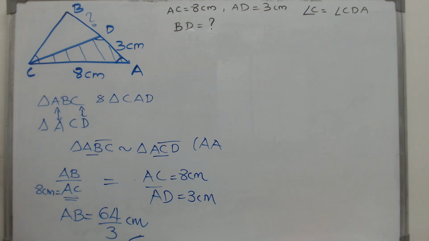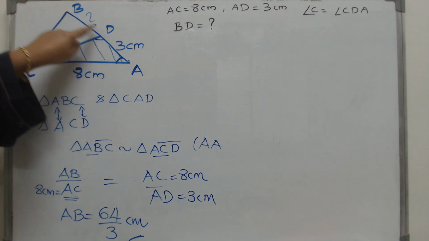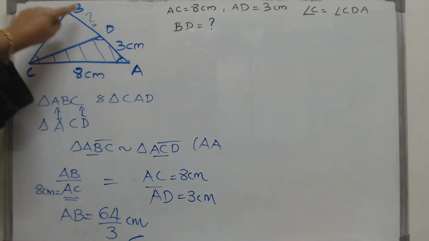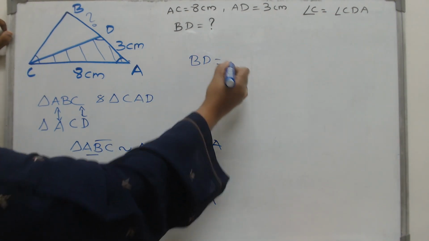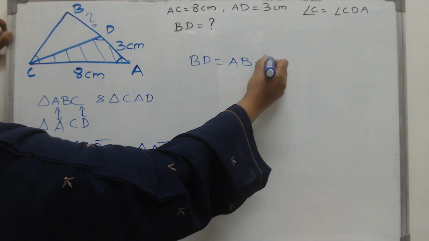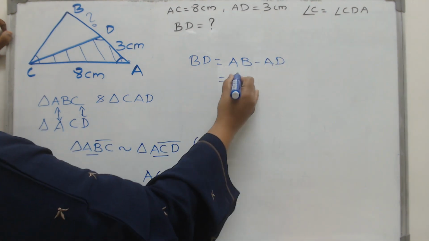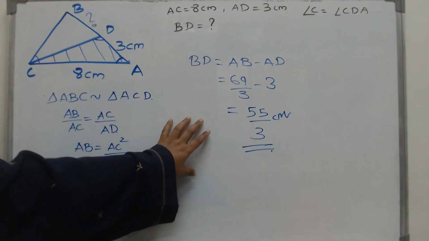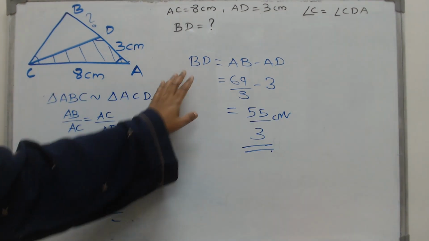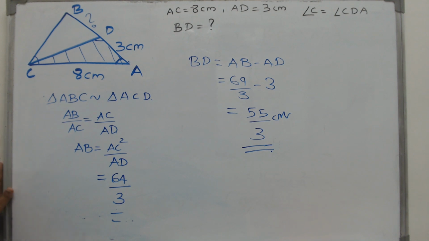But then that is not what you want. What you want is BD. What you have got is AB. And BD is equal to what? It is AB minus AD, which is 64 by 3 minus 3. So this is the answer that we need. BD is 55 by 3 centimeters.